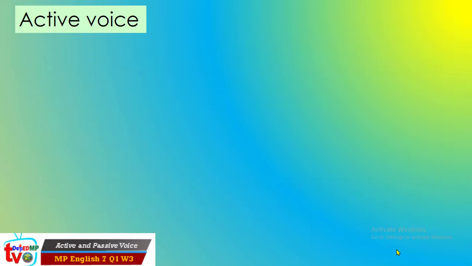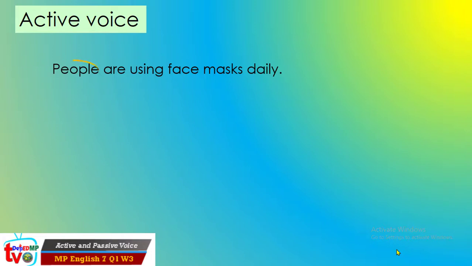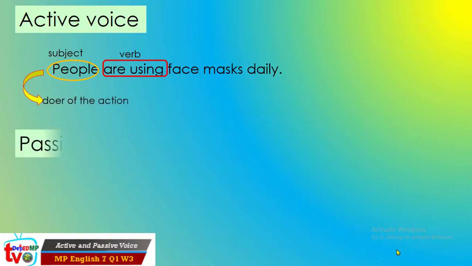Another example. People are using face masks daily. The subject here is people. And of course, since it is plural, the verb is are using. The subject of the sentence is of course the doer of the action.